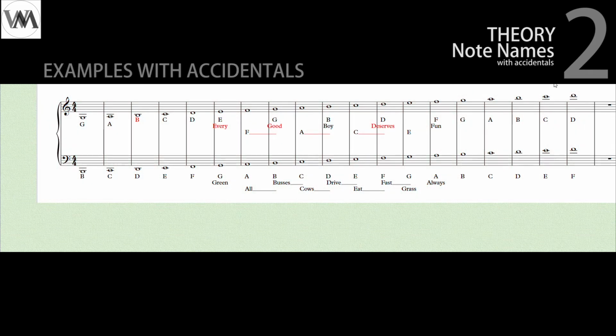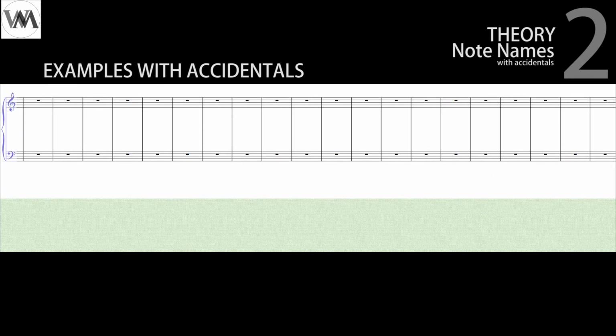Now, what then if we need to add accidentals? When we add an accidental, say for example we have this note here, let's quickly work it out together.